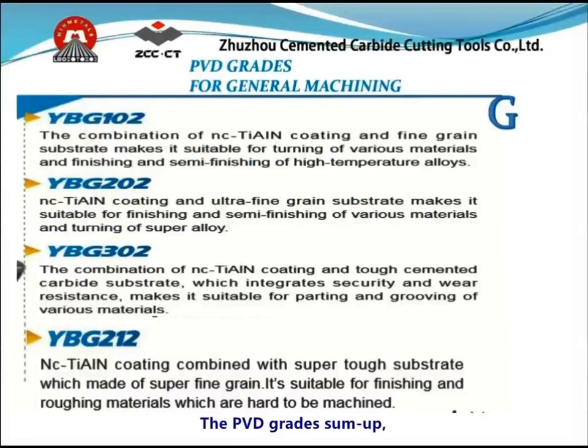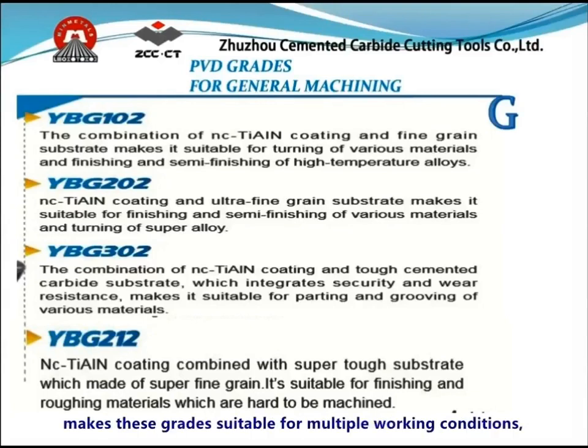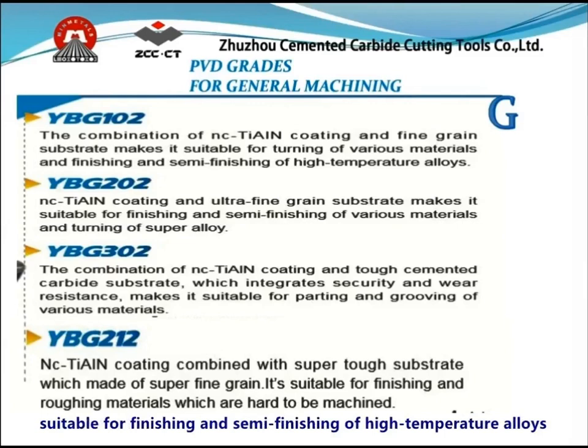The PVD grade summary. Firstly, for general machining, as we can see, these are all second-generation PVD grades. The PVD coating has the same but integrated security, which makes these grades suitable for multiple working conditions and can be applied on various types of material. YBG 102, suitable for finishing and semi-finishing of high temperature alloys.